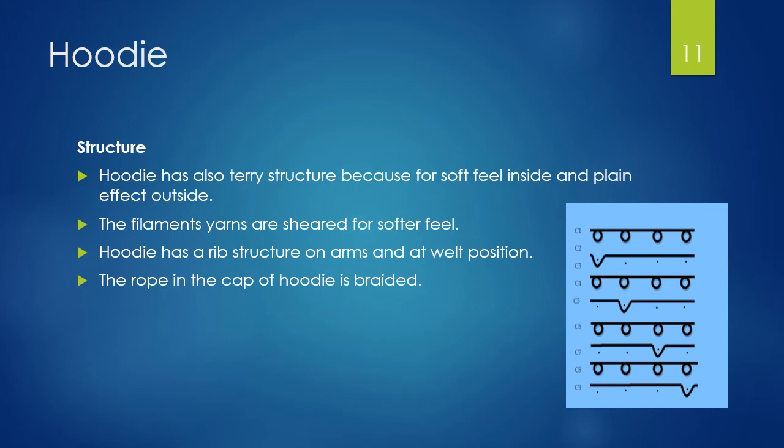And the rope in the cap of the hoodie is braided. Obviously, the rope mostly used in the hoodie is a braided structure, which is made on the braiding machine.